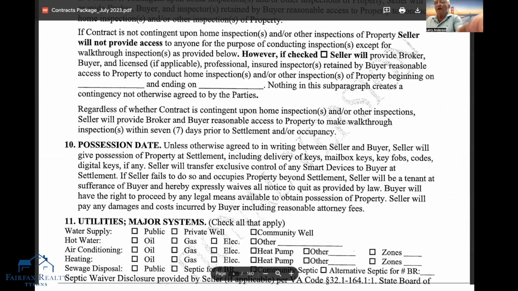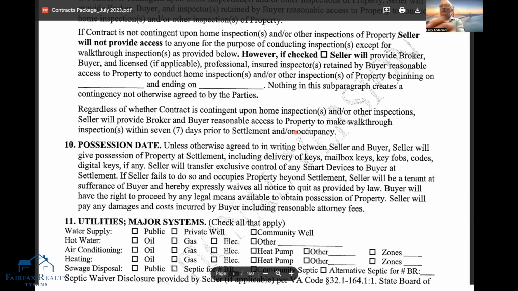regardless of whether the contract is contingent on home inspections and or other inspections, seller will provide broker and buyer reasonable access to the property to make walkthrough inspections within 7 days. That's not one, not a final. It doesn't say a final walkthrough. It says walkthrough inspections prior to settlement and or occupancy.